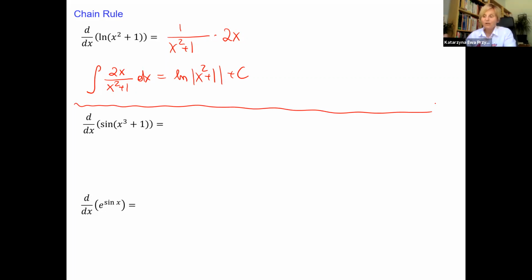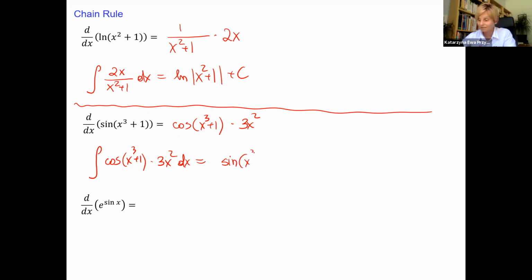Now it's easy, because we know why the logarithmic function ln of x squared plus 1 is the antiderivative: when we differentiate it, we get back the integrand. Okay, let's see the next one. Sine of x cubed plus 1. The derivative of sine is cosine of the same argument, the same angle, times the derivative of that angle, which is 3x squared. And the same thing, I can say that the antiderivative of cosine of x cubed plus 1 times 3x squared dx is nothing else but sine of x cubed plus 1. And let's add the constant c.